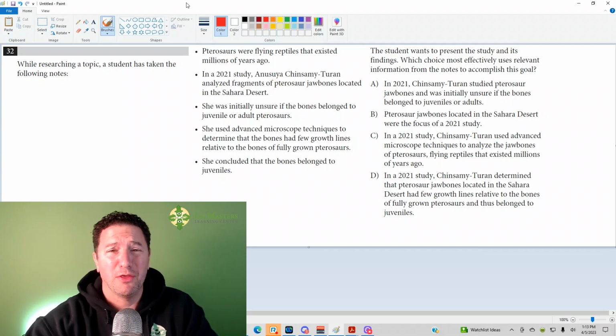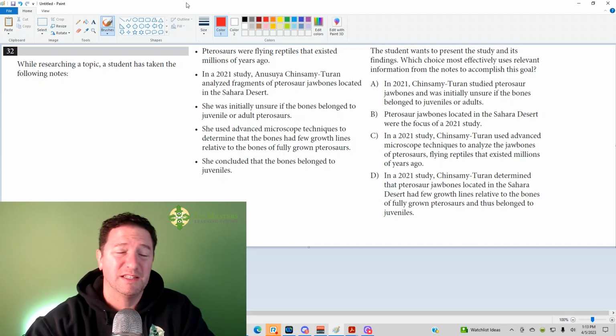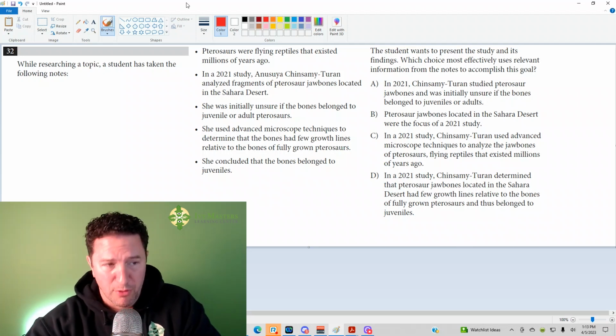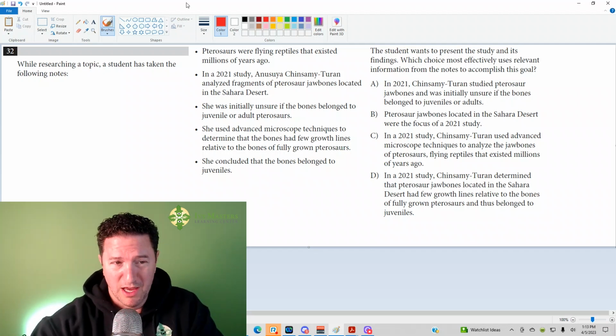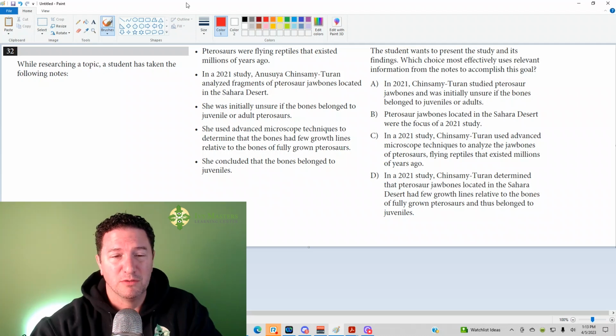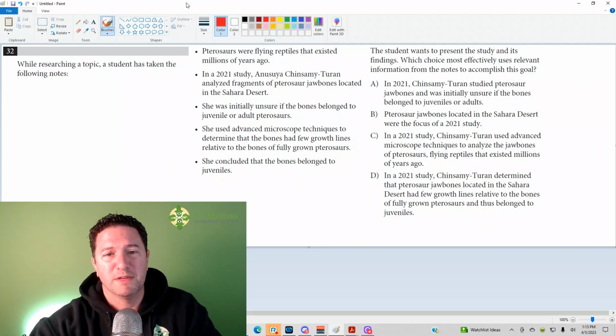And today we're going to look at a 30-second question from the Linear Digital SAT Test 1, Module 1. Number 32 reads, while researching a topic, a student has taken the following notes. Pterosaurs are flying reptiles that existed millions of years ago.